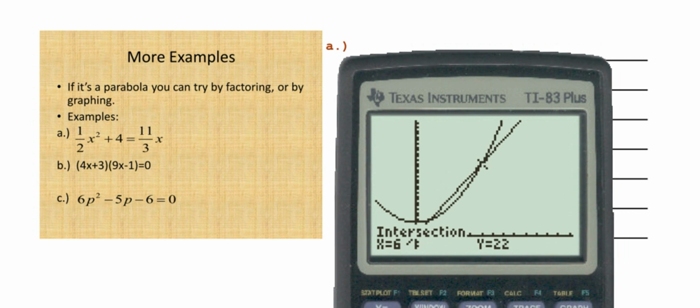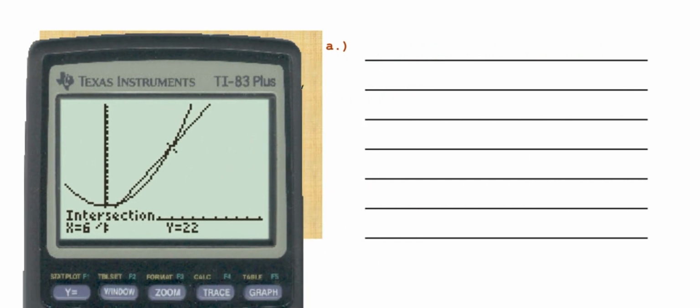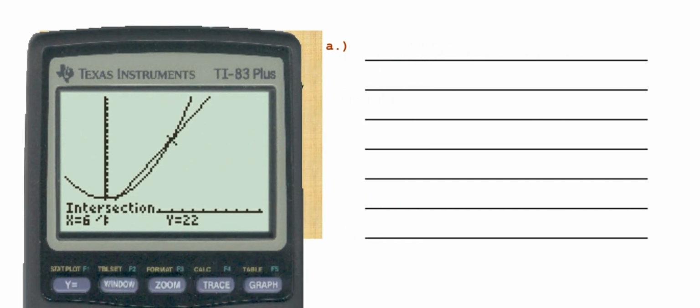And we can find the other one out. Let me move it a little. Let's realize that x equals 6 is our first intersection point. And now, likewise, I'm going to try that again.